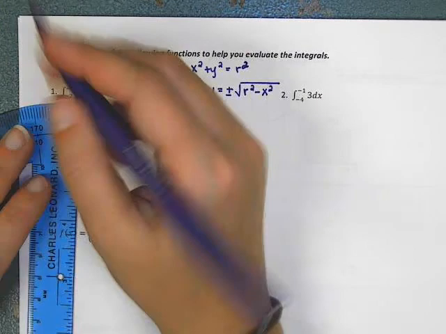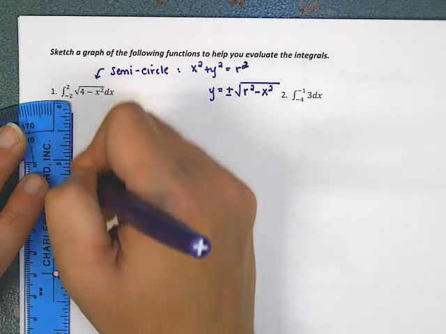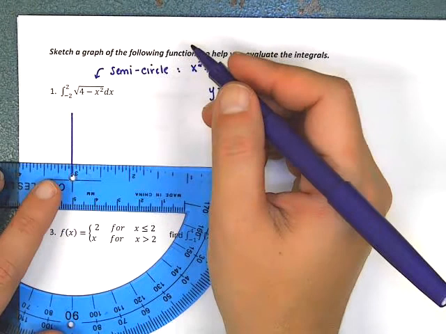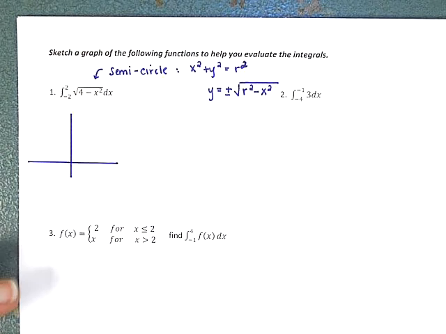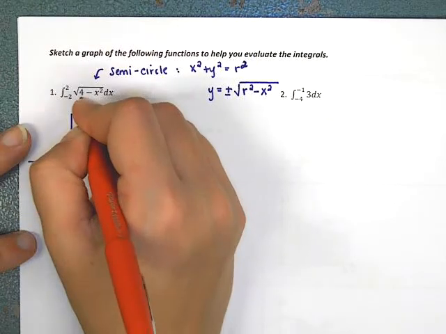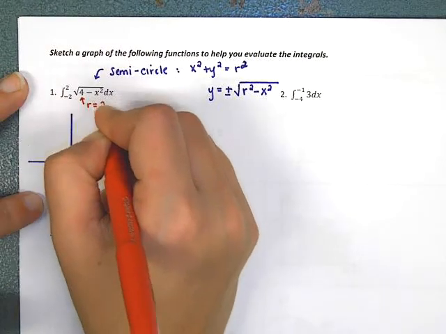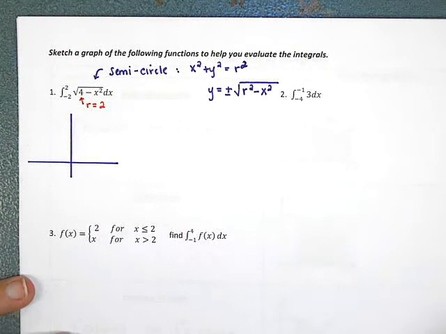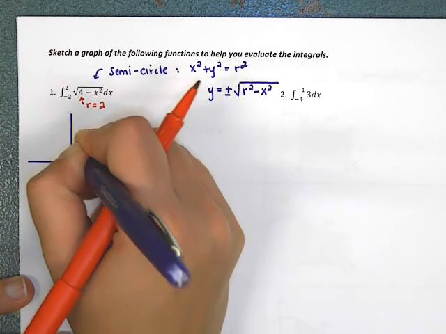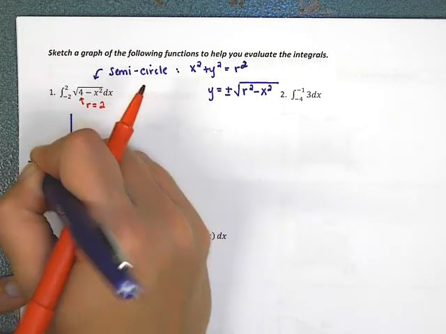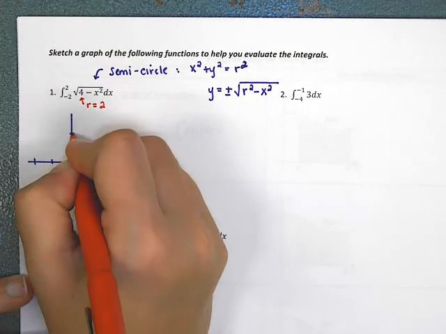So if I were to sketch this picture, I would draw the top half of a semicircle whose radius is 2. And the 2 comes from the 4. So r is 2 because 2 squared is 4. So I would have 1, 2, 1, 2, 1, 2. My semicircle would look like this.